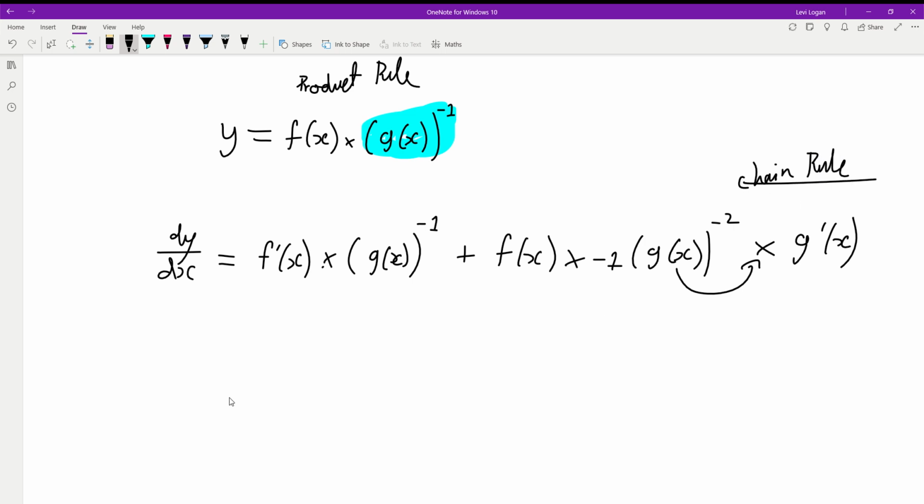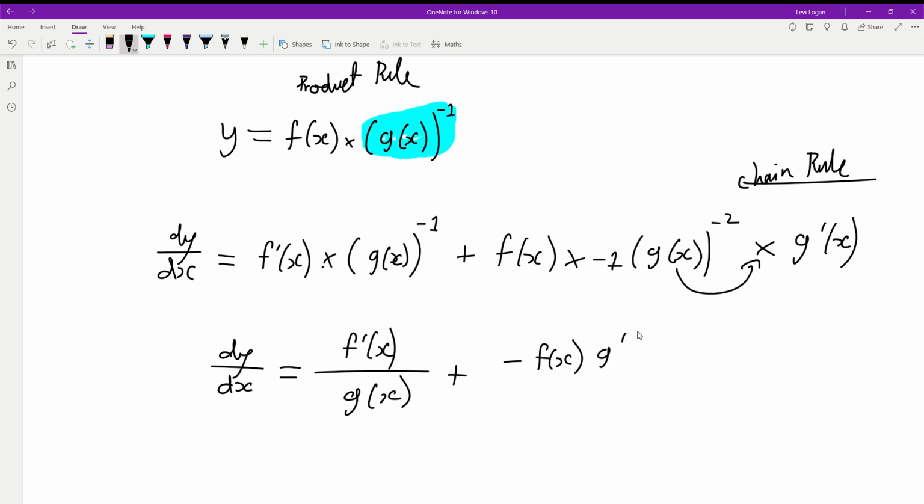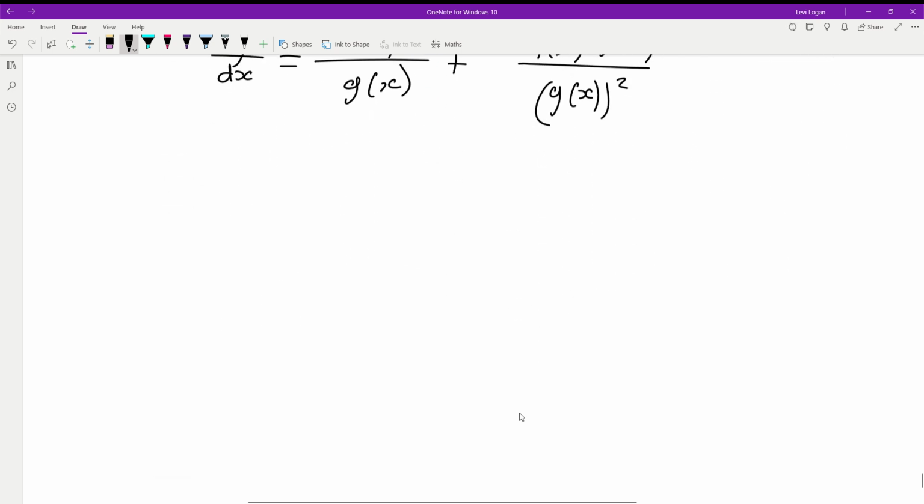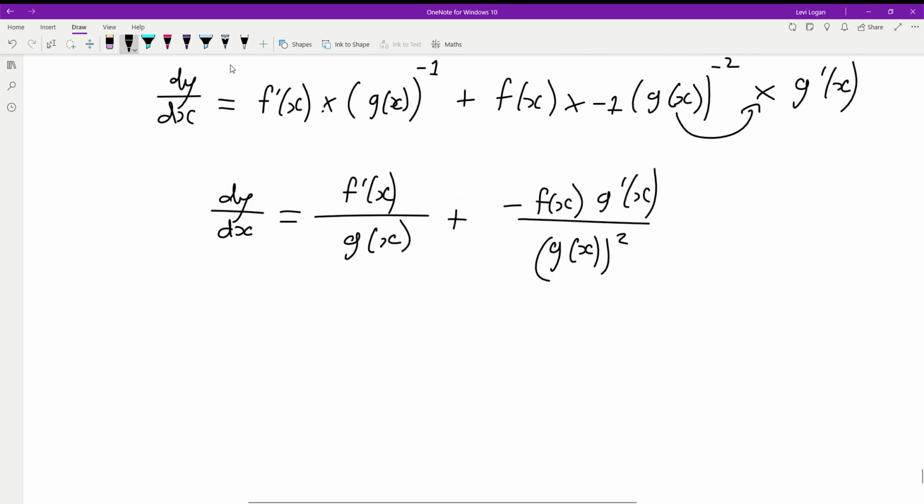Right, let's try and rearrange this and simplify this. So dy/dx is going to be f'(x) on g(x) plus negative f(x) times g'(x) on g(x) all squared. Now we can combine these two together once they have common denominators.